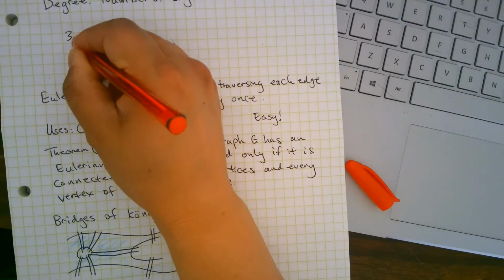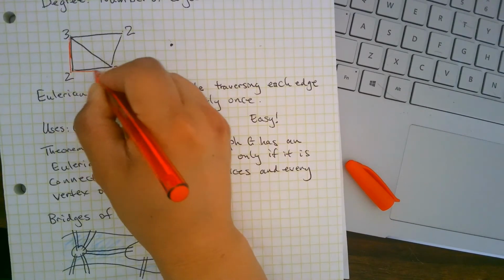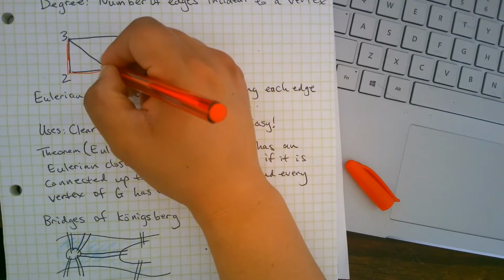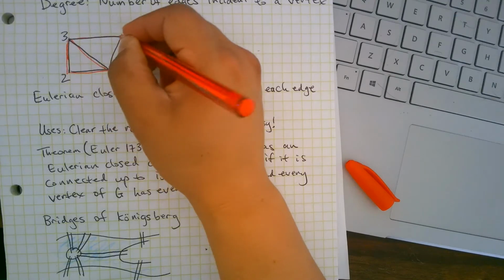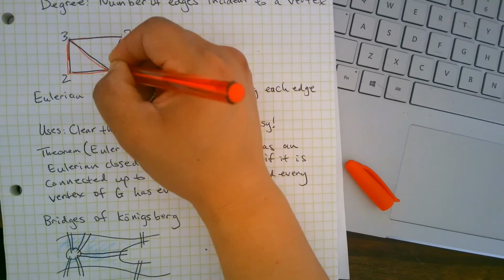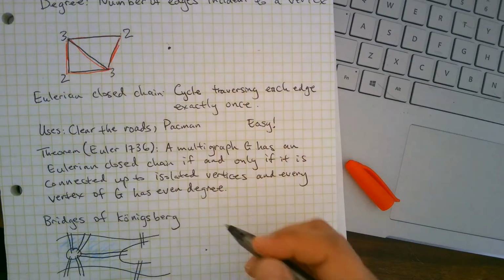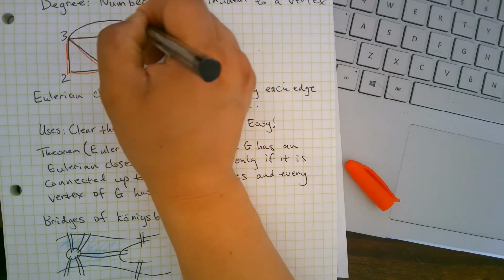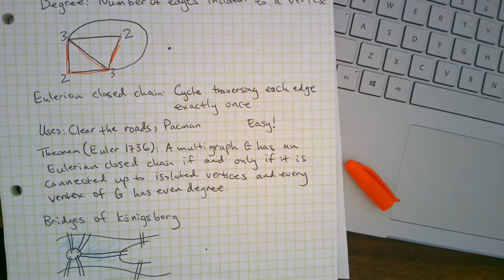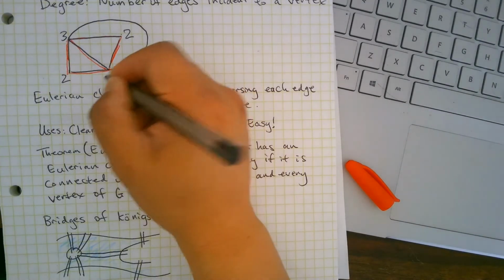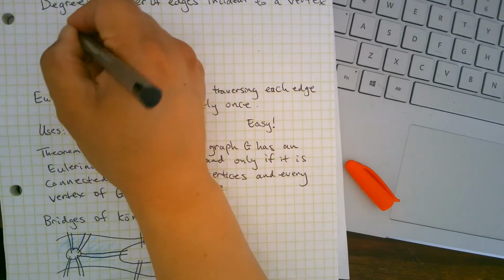So in this graph, if I tried to make an Eulerian closed chain, let's say I start from here, go here, here, here, here, and here, I'm now not ending the same place I started. I can fix this. This is a multigraph, so I can fix it. If I just add that edge, that's a multigraph. Edges don't have to be drawn straight. If I can draw straight, often I do.